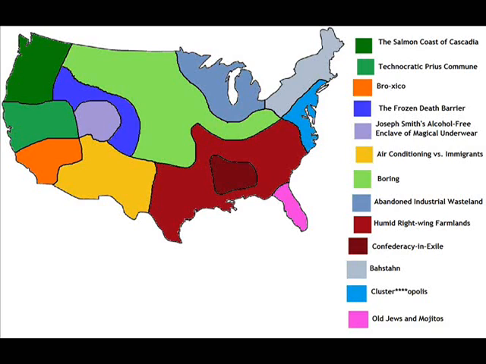Now, this map. I love the detail on this map, and some of these names are hilarious. Again, Florida is separate from the rest of the South. I particularly like his name for the region around Utah, Joseph Smith's alcohol-free enclave of magical underwear.